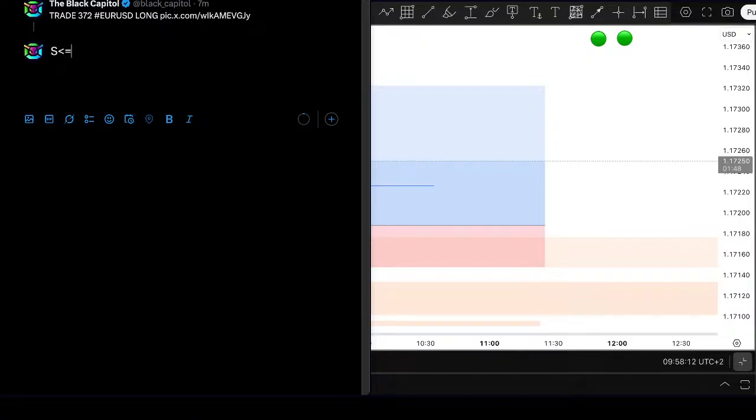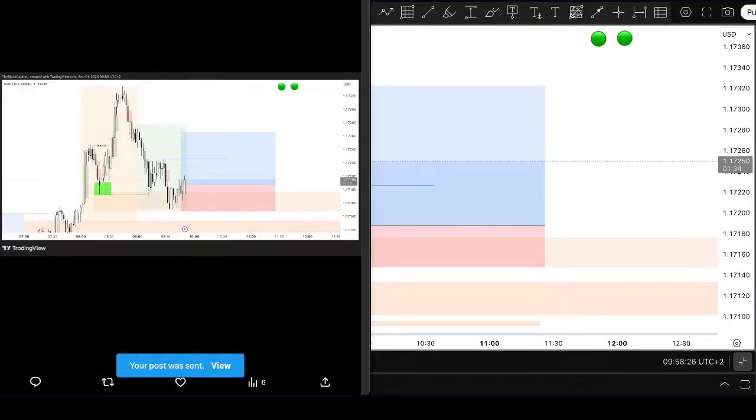SL to break even. Let the we don't care whether the price moves or not. So yeah, SL to break even. That's it.